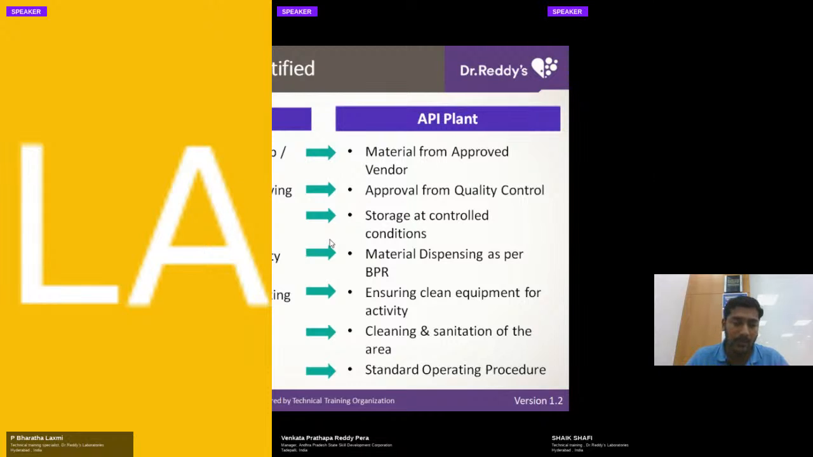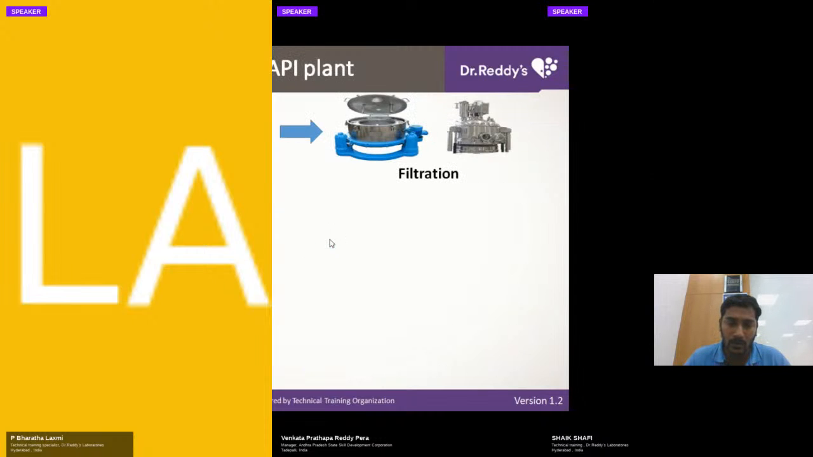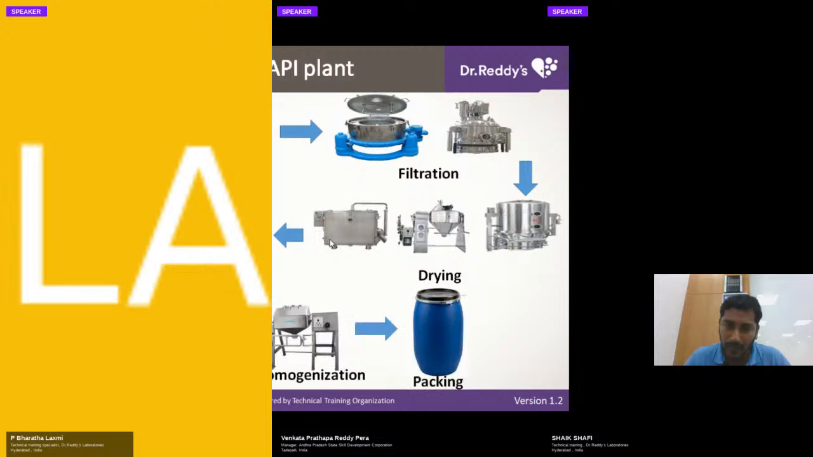With that, I am linking this API process to the kitchen. So I hope you understood, Lakshmi.